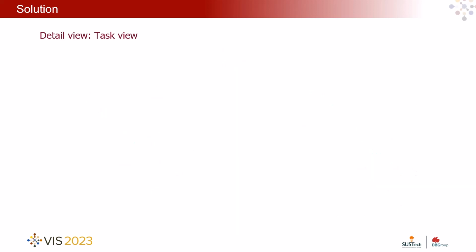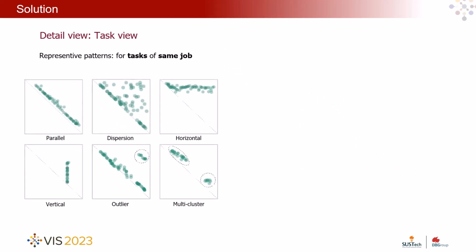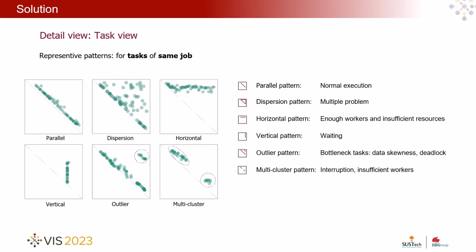In practice, we've found distinct patterns that serve as indicators of query execution issues. In an ideal scenario, tasks exhibit a dense parallel pattern with all points closely aligned along the diagonal line. A dispersion pattern suggests multiple problems during execution, often resulting in a variant layout of tasks. A horizontal pattern indicates a situation where the system has enough workers but limited resources. In such cases, optimizing system parameters becomes essential.